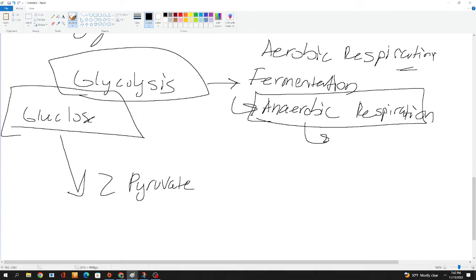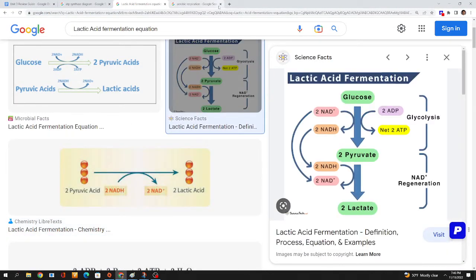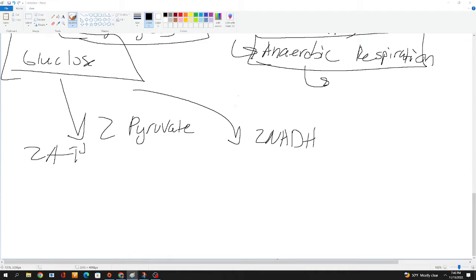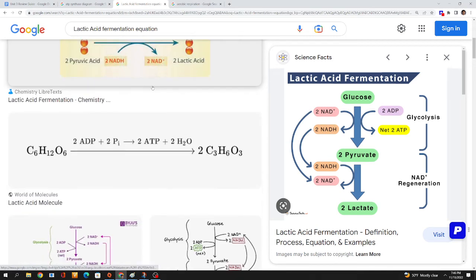You make your 2 pyruvate, you make your 2 ATP, which is going to be the important part, and you make your 2 NADH. Now what happens next is the following. This is the very, very important part. You make pyruvate into lactate, okay? You make it into lactate.